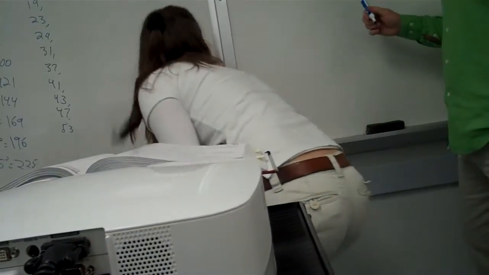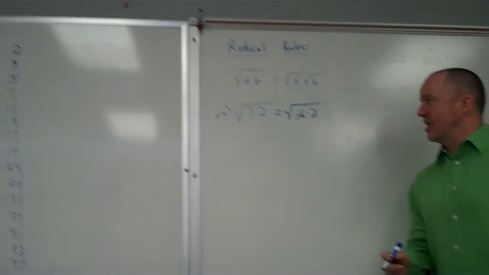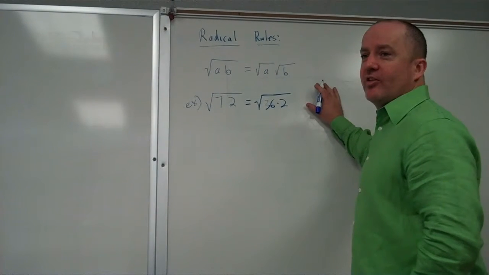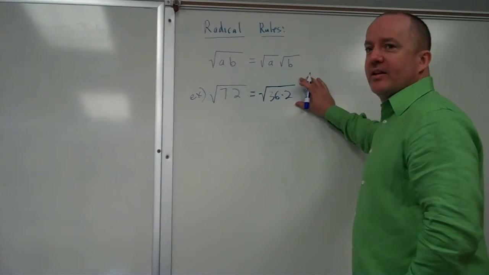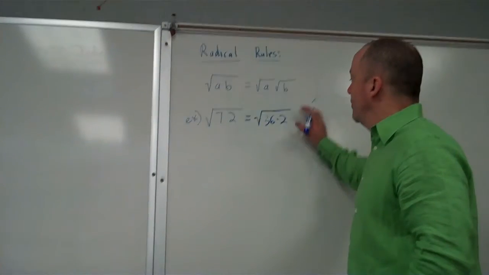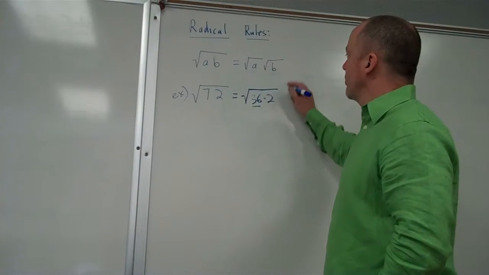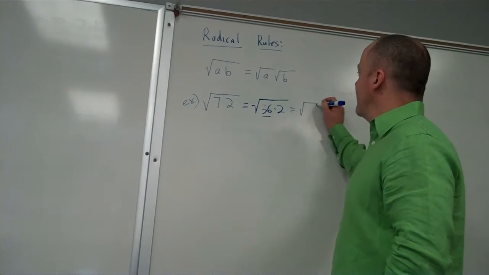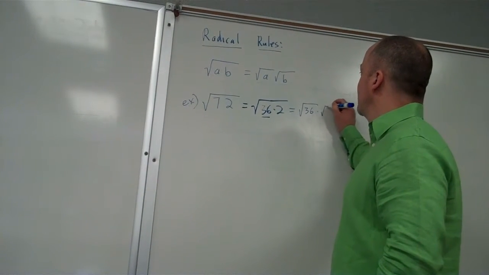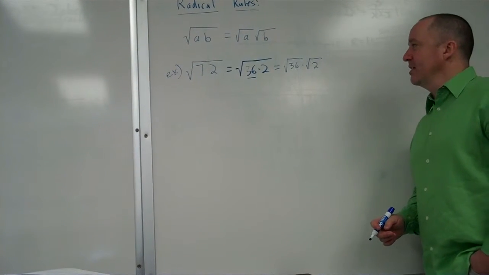I can also write it as the square root of 9 times 8, the square root of 6 times 12. You can write all those sorts of ways. But 6 times 12? Yeah, 72. But I'm picking 36 times 2 because 36 is a perfect square. And now, according to this rule, I can split it up again into the square root of 36 times the square root of 2. Okay?